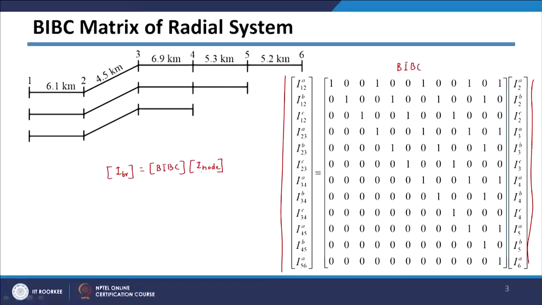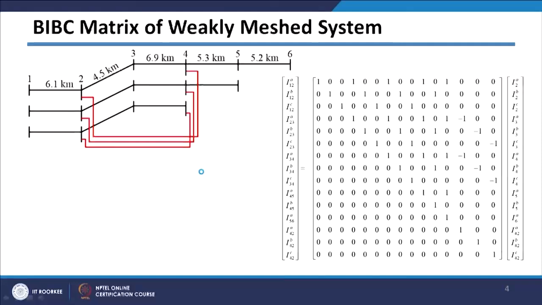Now, in case of a weakly meshed system, let us consider this system here. There is one line which is meshed. Here the black one is the radial system. However, there is one line which is meshed, which is carrying current in this direction. Here I am considering line currents in this direction, and through this meshed branch the currents in this direction.